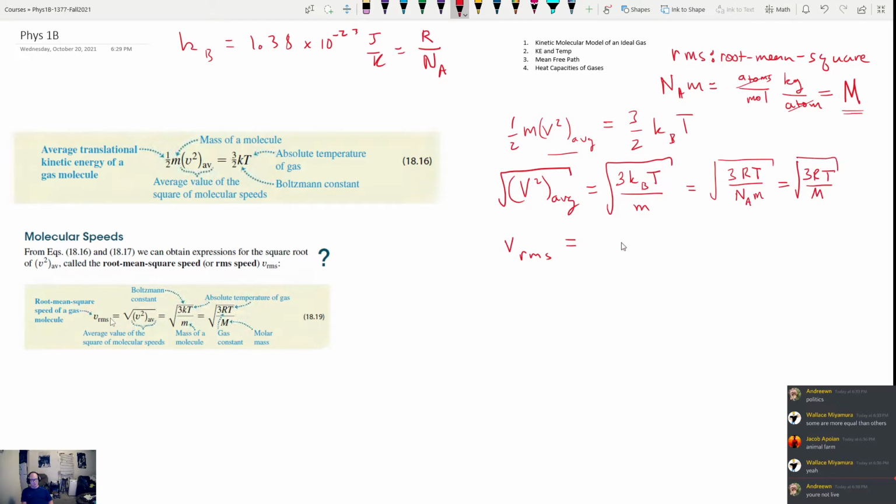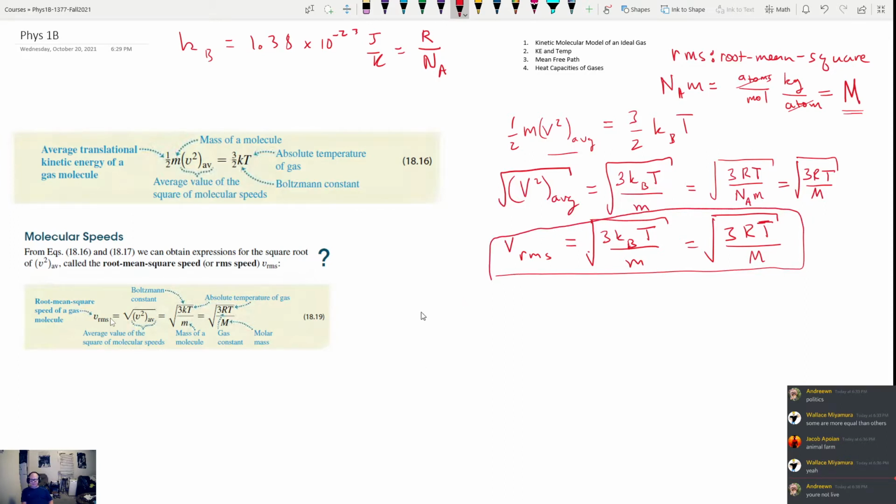Okay? So V_RMS can be written in one of two different ways: either as the square root of 3 times the Boltzmann constant times absolute temperature over the mass of a single molecule, or the square root of 3 times the gas constant times temperature, still absolute temperature, divided by molar mass. I think this one's usually easier to use, but either one works, depending on what you want to find.